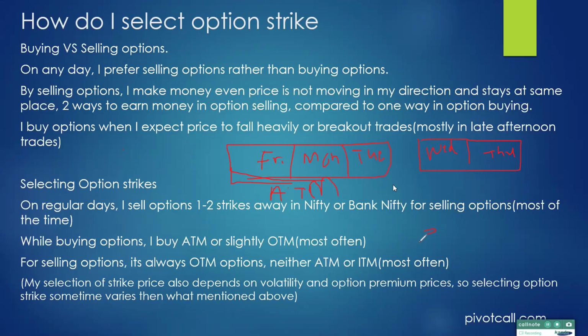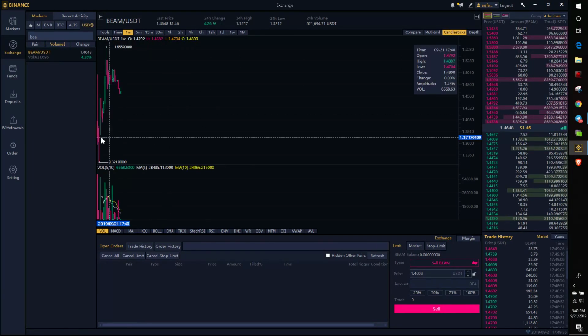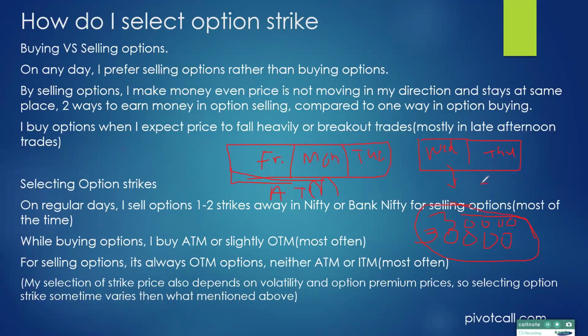Options. If Bank Nifty is trading at 30,000 in spot, then buying the 30,000 strike option is known as at the money. You can buy at the money, but on Wednesday and Thursday, sell out of the money. If you think the market is bearish on Wednesday, then sell out of the money. If Bank Nifty is trading at 30,000, then sell the 30,100 or 30,200 strike.